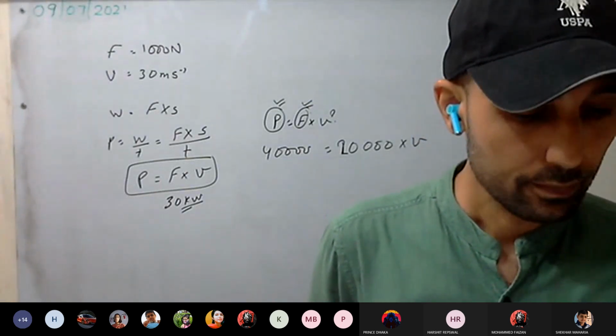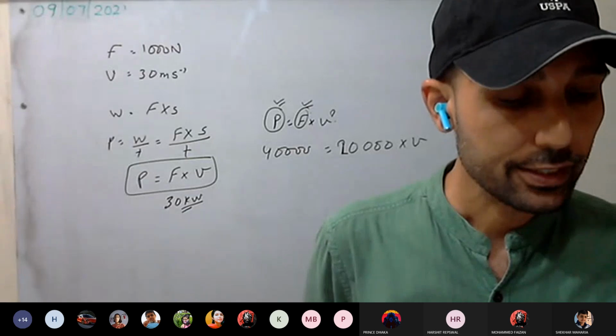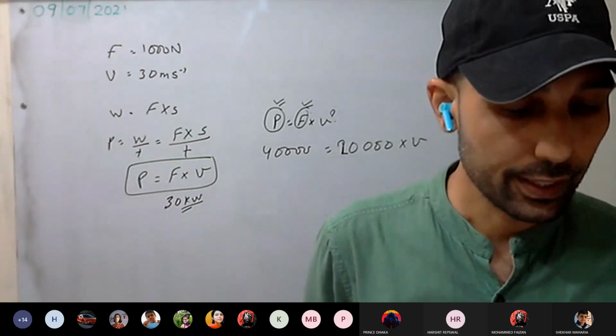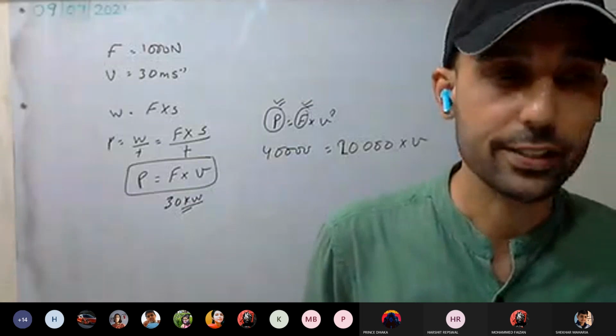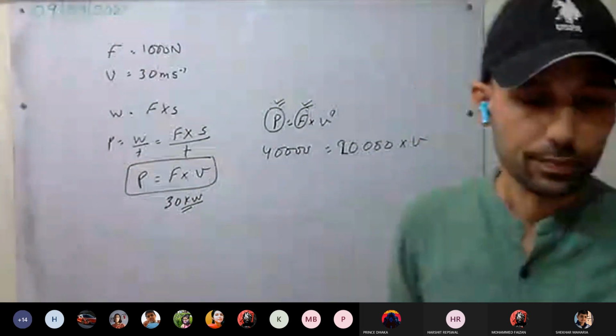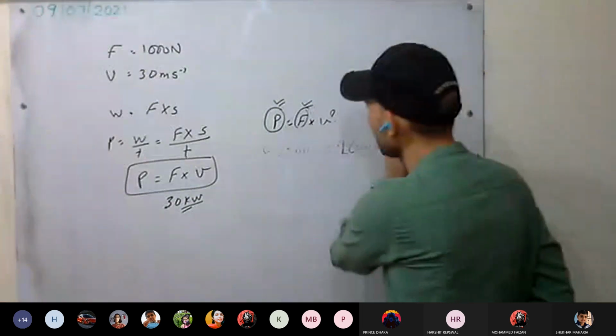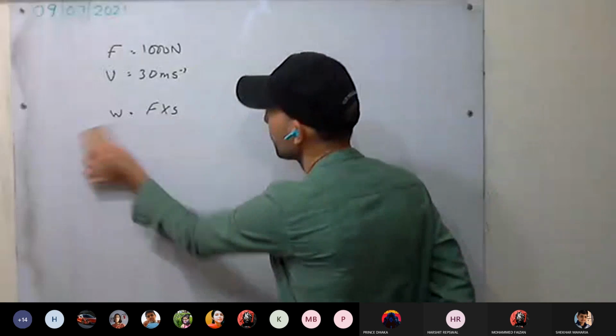Okay, next one. Rajan exerts a force of 150 Newton pulling a cart at a constant speed of 10 meter per second. Calculate the power exerted. This you can easily do. Force into velocity, same.